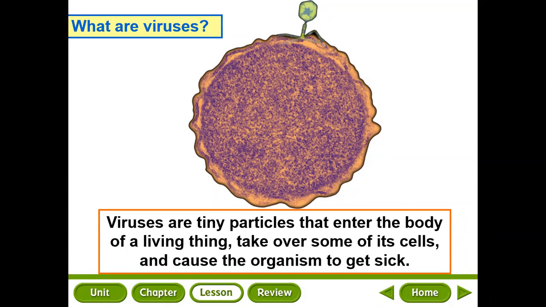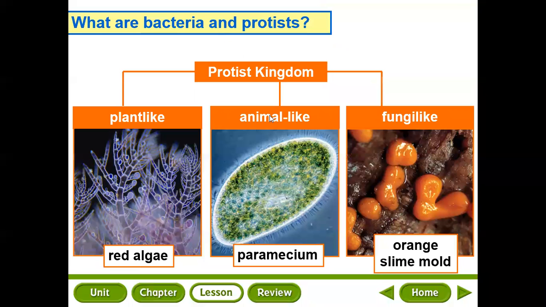In this point, it's unlike animals. On the other hand, typical protists include algae, amoeba, and slime molds.